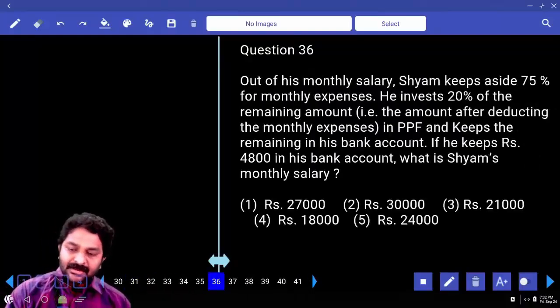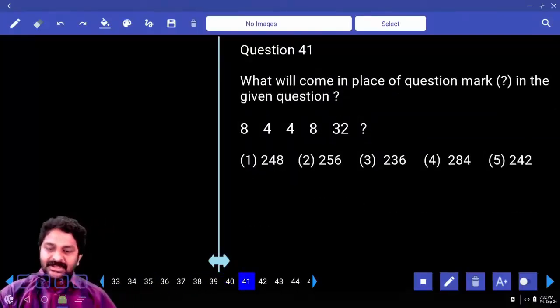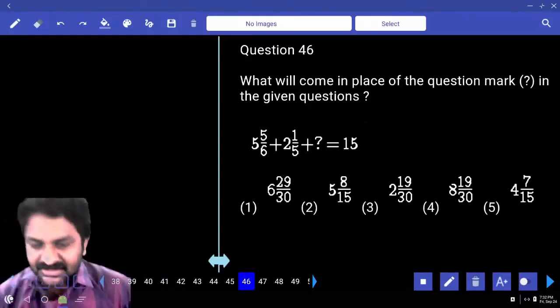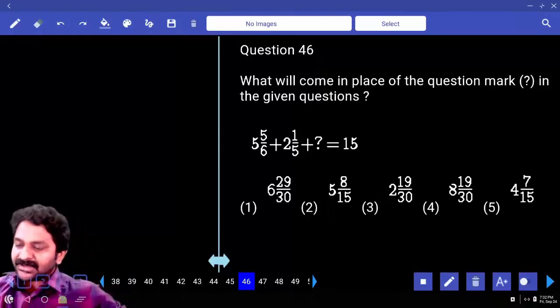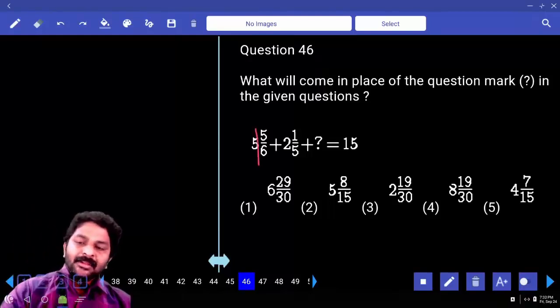31 onwards we have arithmetic questions. We'll come to this later. 46 onwards. Look at your options first. 6, 5, 2, 8, 4, something we have. Okay. 5 plus 2.